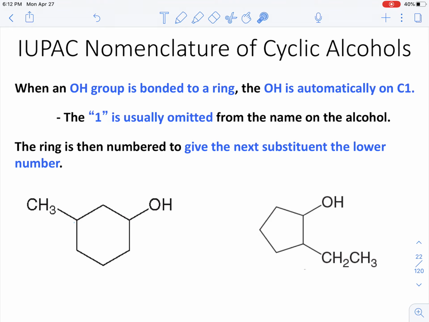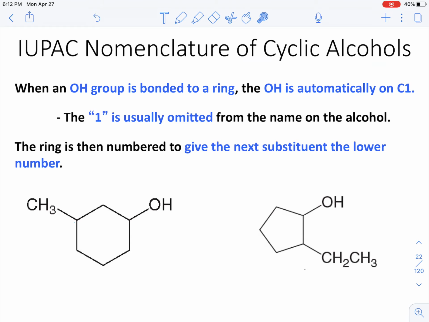In this lecture video, we are going to learn how to name cyclic alcohols, and we're also going to learn how to name alcohols that are found on benzene rings. And so let's go ahead and start by going through the rules for naming cyclic alcohols.